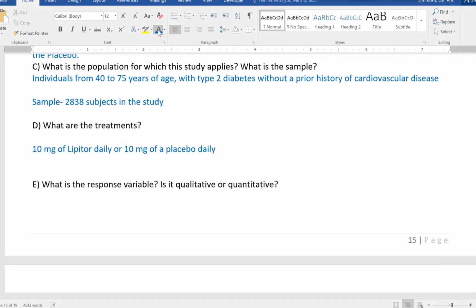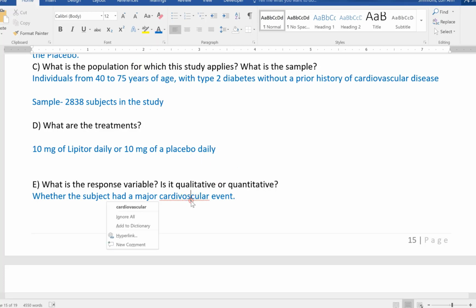What is the response variable? So what are we trying to find out? We are trying to find out whether the subject had a major cardiovascular event. So would that be qualitative or quantitative? So qualitative is your quality or non-numerical. So yes or no, they had a cardiovascular event. So this would be qualitative.